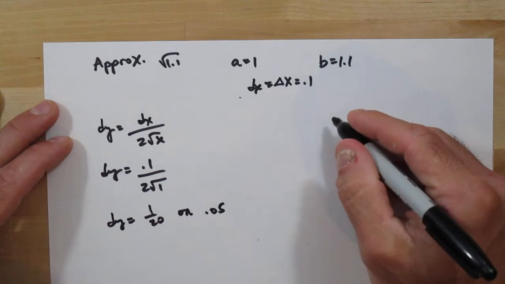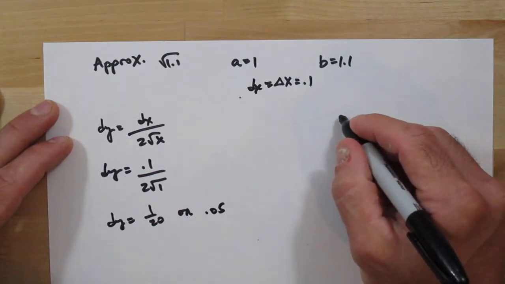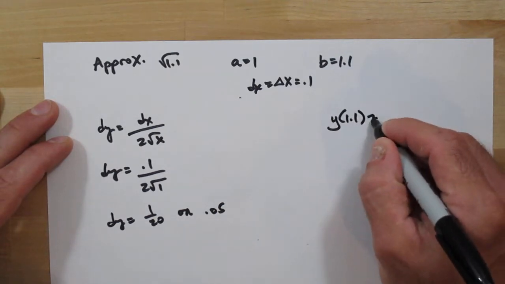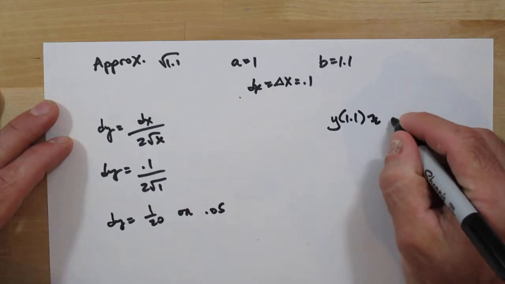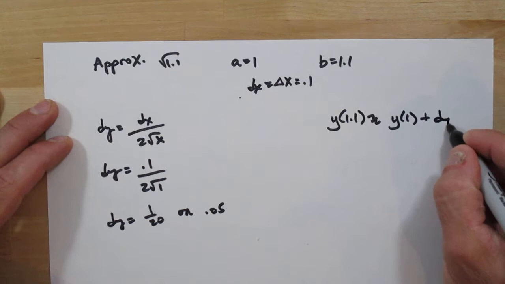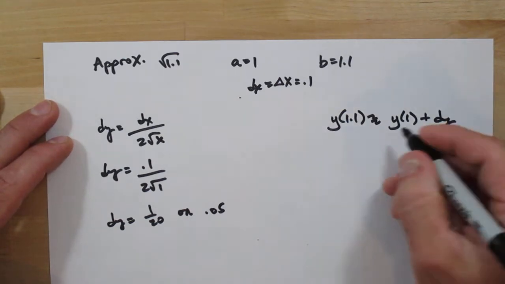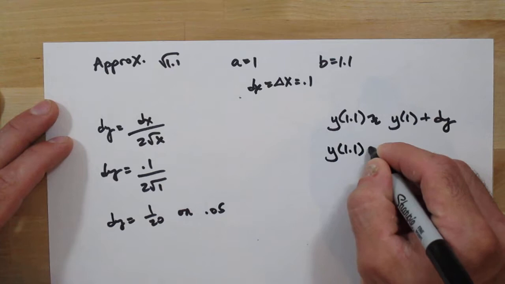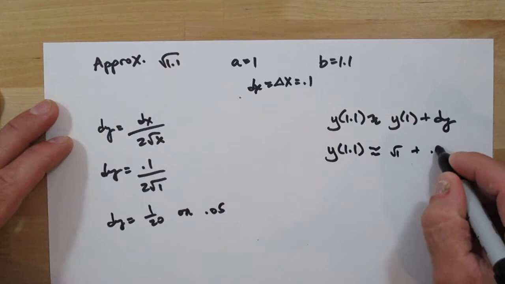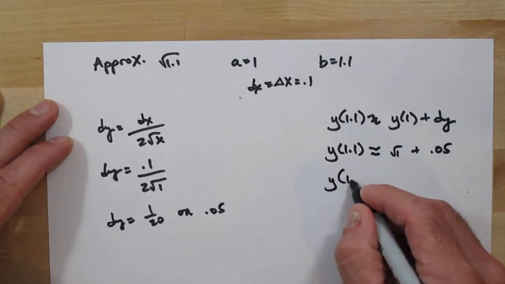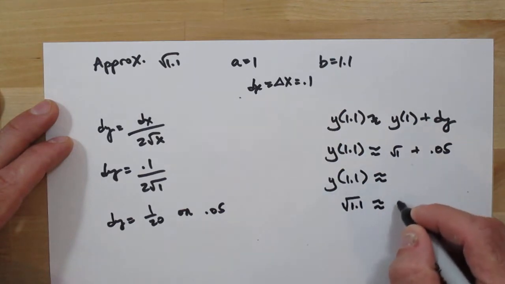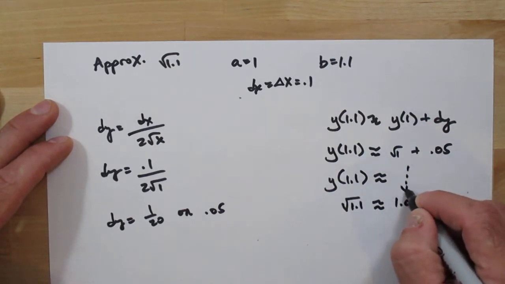Let's work now to approximate y of 1.1. Well, y of 1.1 equals y of 1 plus dy. That's the approximation, so let's work with that. y of 1 is the square root of 1, and we just found dy to be 0.05. So our approximation of the square root of 1.1 is approximately 1.05.